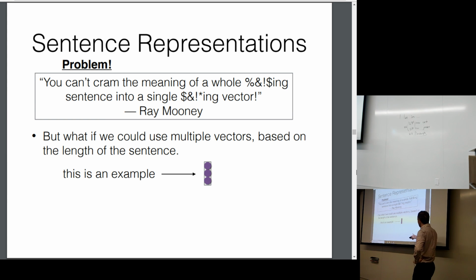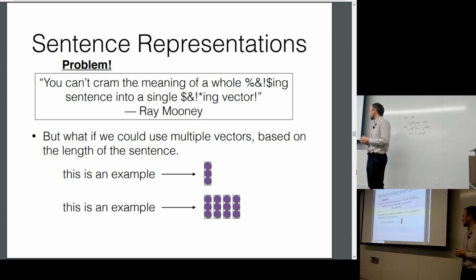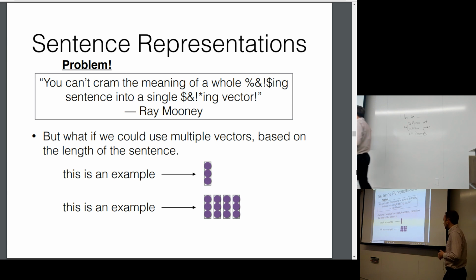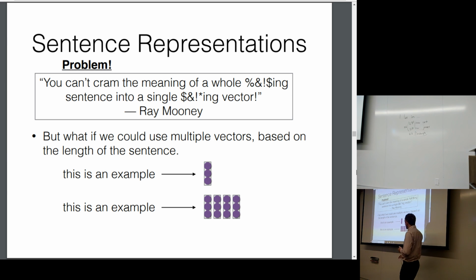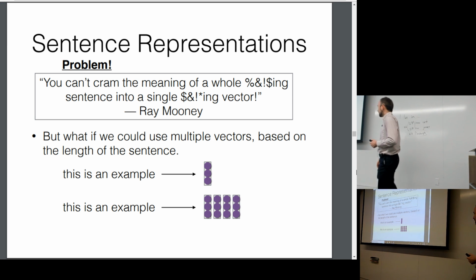So what Ray Mooney was saying you can't do is take something like this as an example and turn it into a single vector and then expect this to contain all of the useful information in the sentence. But an alternative view is basically you take the sentence and you represent it as multiple vectors where each vector corresponds to one word.